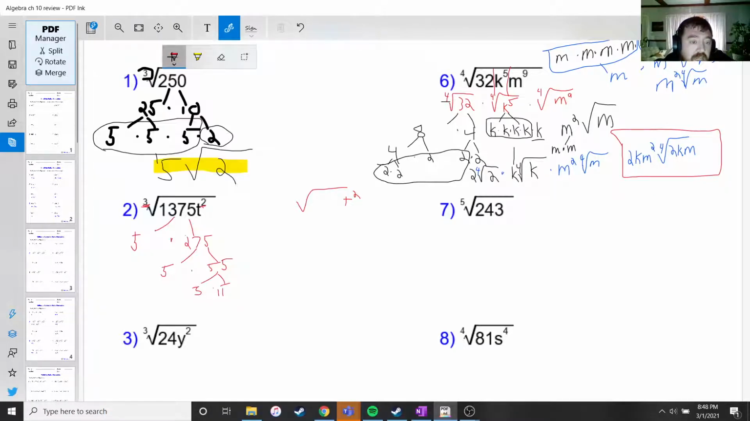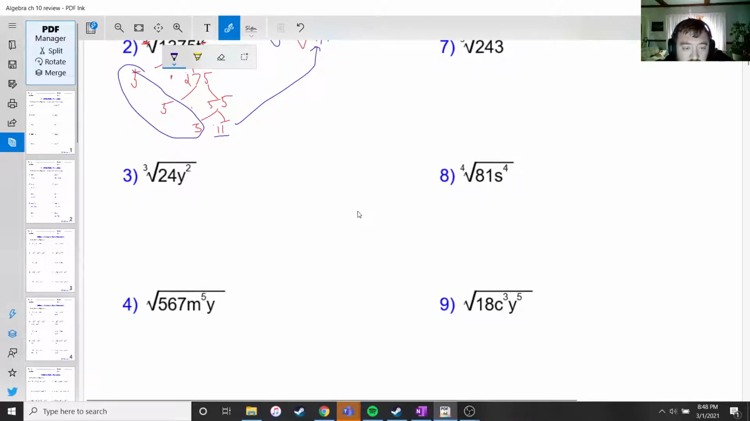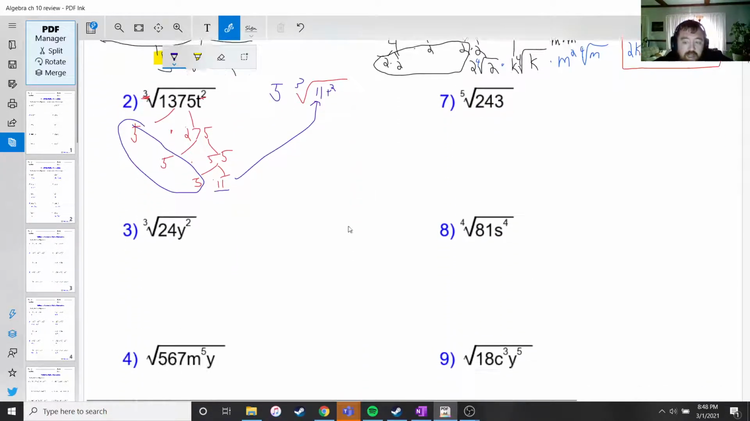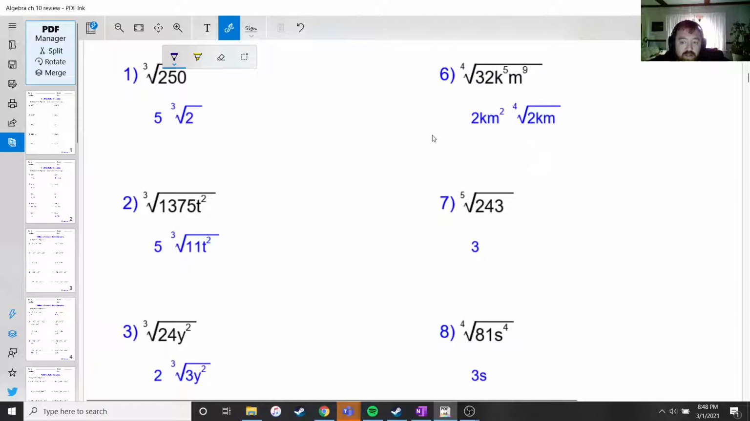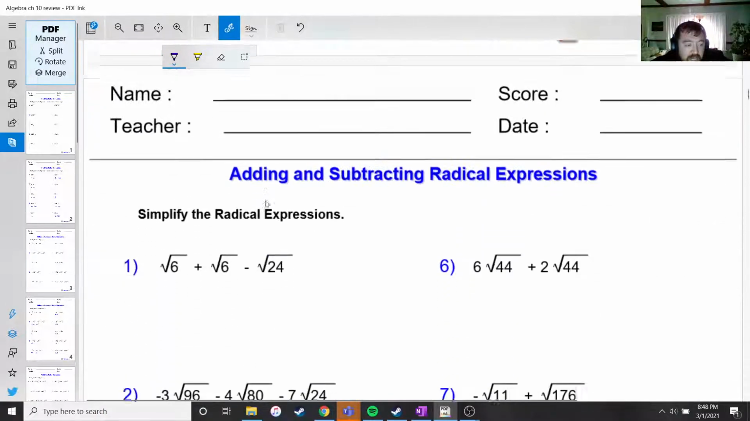So now, circle the group of 3, and we're going to put that on the outside. This 11 is going to go underneath the radical. So we're left with 5 times the cube root of 11t squared. Alright, so hopefully this makes a little bit better picture. You can see down here on the next page we got our answers.